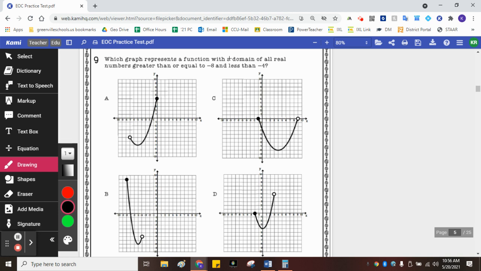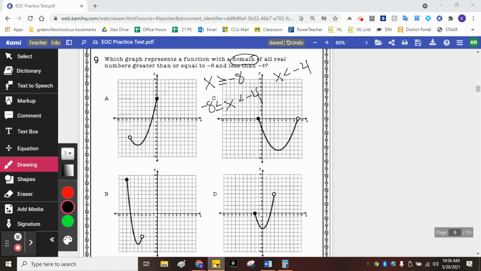Okay, which graph represents the domain, X or Y? X. All real numbers greater than or equal to -8. I read 7. -8. And less than -4. So it's in between -8 and -4. So remember, your equal to line means it's going to be closed at -8.